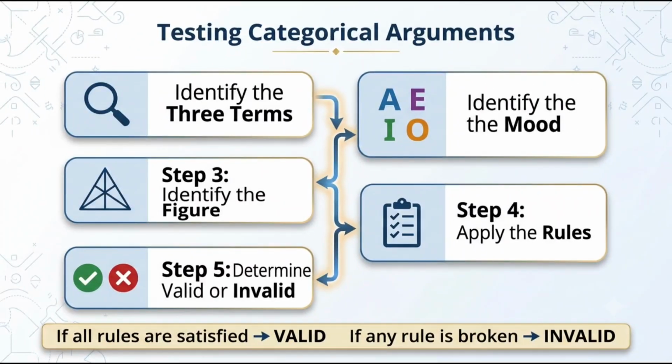To test a categorical argument, first identify the three terms, then determine the figure and mood. Finally, apply the rules of a valid syllogism. If every rule is satisfied, the argument is logically valid.